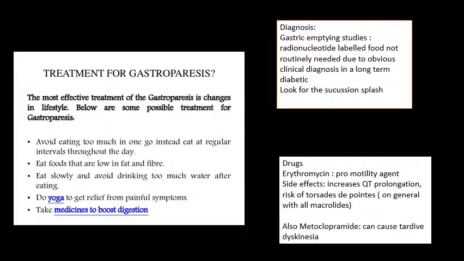Now, you have to avoid eating too much food in one go, so eat smaller meals. These are all lifestyle changes. Eat food low in fat and fiber, eat slowly, do yoga, and take medicines to boost digestion and motility, like erythromycin, a macrolide. It's used as a pro-motility agent. However, it has side effects because it affects the heart, can increase QT prolongation, and increase the risk for torsades de pointes, and this is a general side effect with all macrolides. And metoclopramide can also cause tardive dyskinesia, and it's also a pro-motility agent.